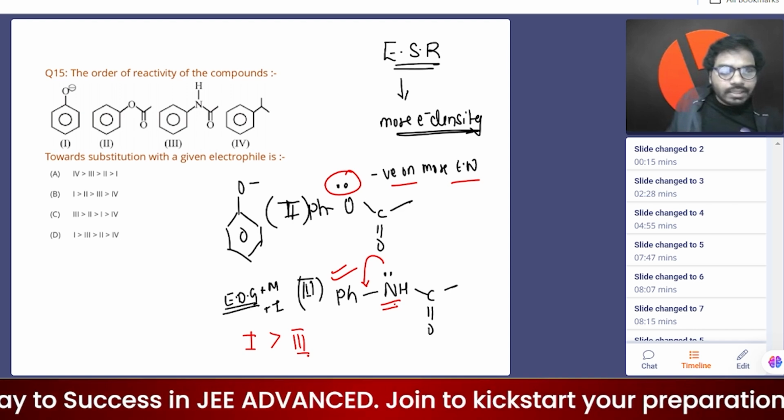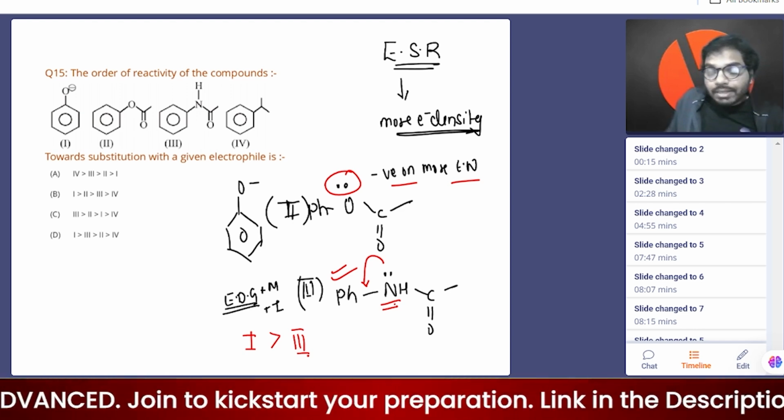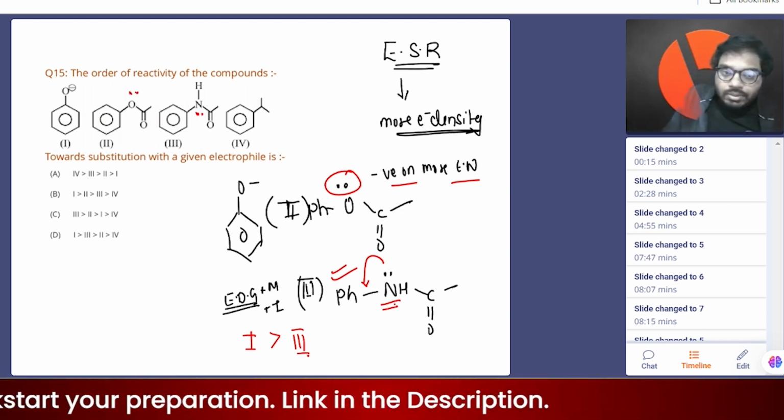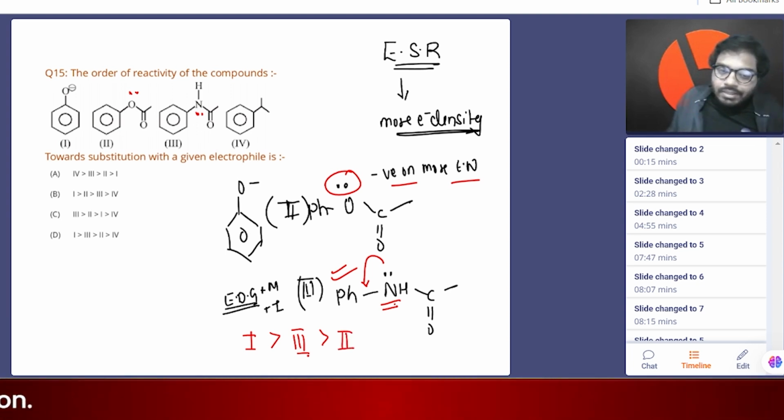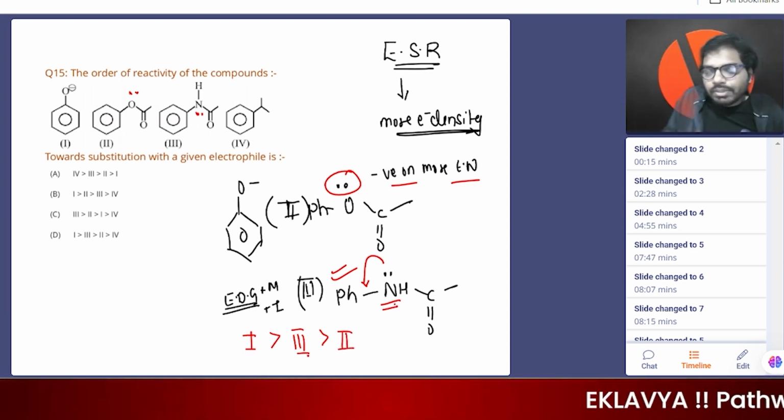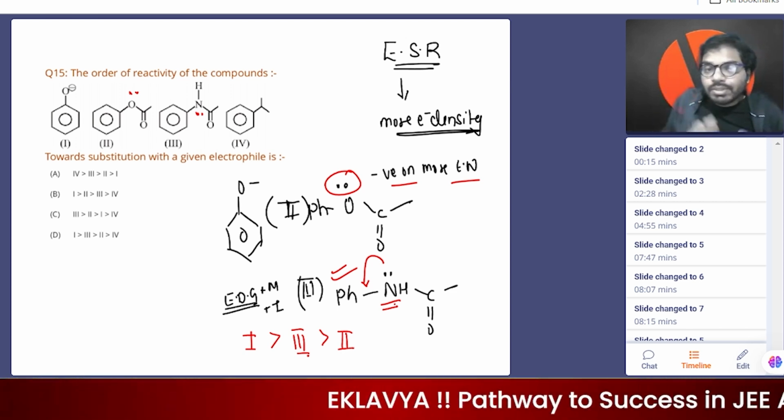Out of second and third, I can say the third one, because nitrogen is less electronegative. So the lone pair is present here also and here also. Then I can say the second one. In all of the three, the mesomeric effect is going on. That is the plus M effect.